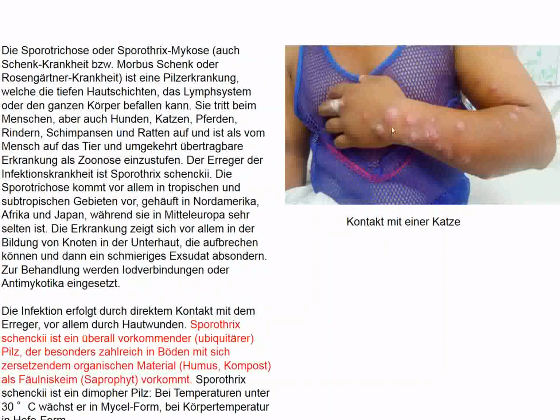Here's another example of sporotrichosis. I'd like to draw attention to the fact that not just working with soil directly, as in gardening, for instance, but also contact with animals that have contact with soil, dogs and cats, etc., can result in sporotrichosis, hand infection with these various nodular lesions as shown here. This patient had contact with a cat.